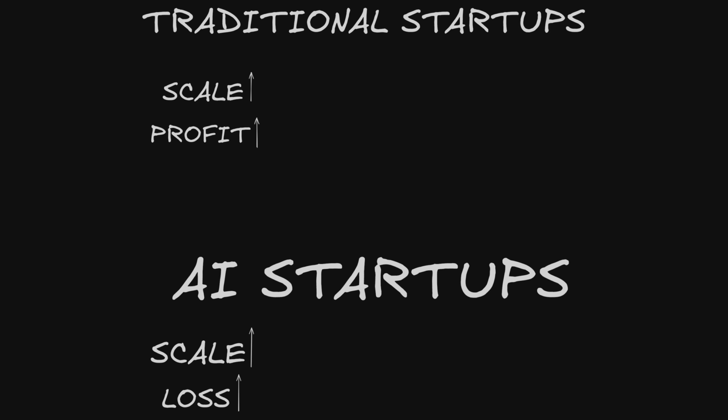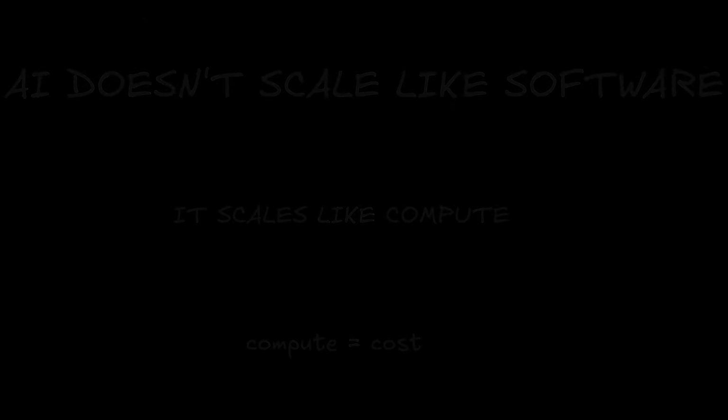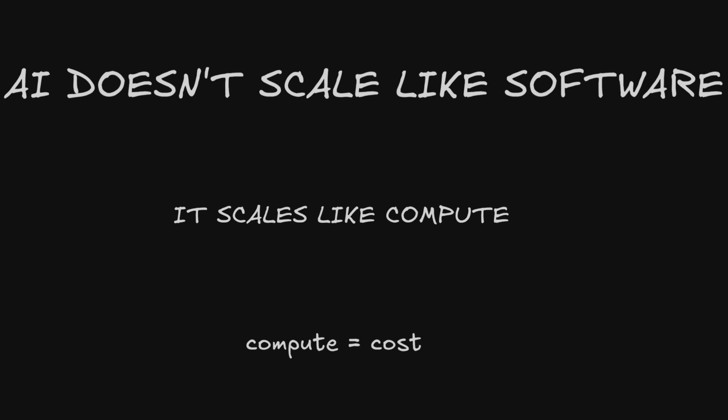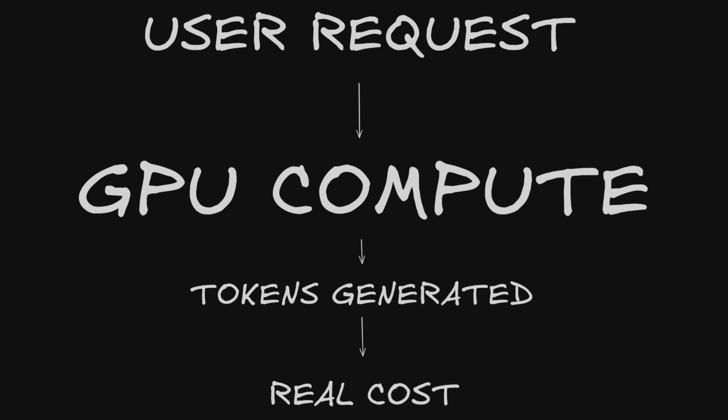In traditional startups, scale increases profit. Infrastructure cost per user goes down. In AI startups, scale can increase loss because every interaction has a real variable cost. AI doesn't scale like software, it scales like compute. Every request consumes GPU time, and GPU time is money. Compute equals cost. A user request becomes GPU compute. GPU compute produces tokens, and tokens become real cost. Every response is literally burned compute.